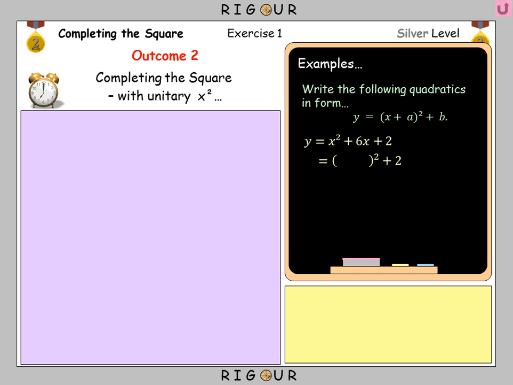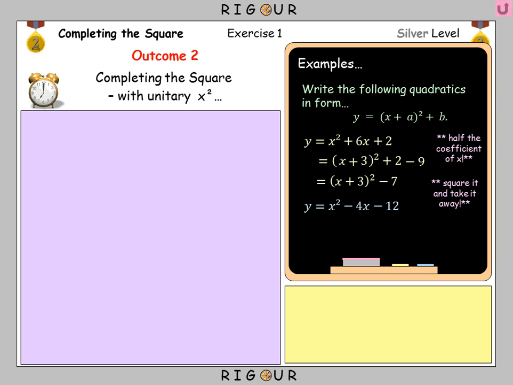And inside the bracket we write x, we then match it up, so we write plus, and what we do then is we half the coefficient of x. So if we half the 6, that gives us 3. Now to finish off, what we've got to do to the 3 is we've got to square it and take it away. So if we square the 3 we get 9, so we're going to take away the 9, which gives us a final answer of (x + 3) all squared minus 7.